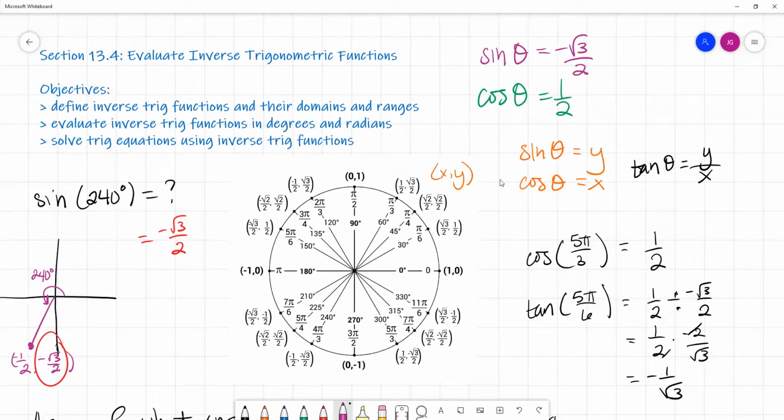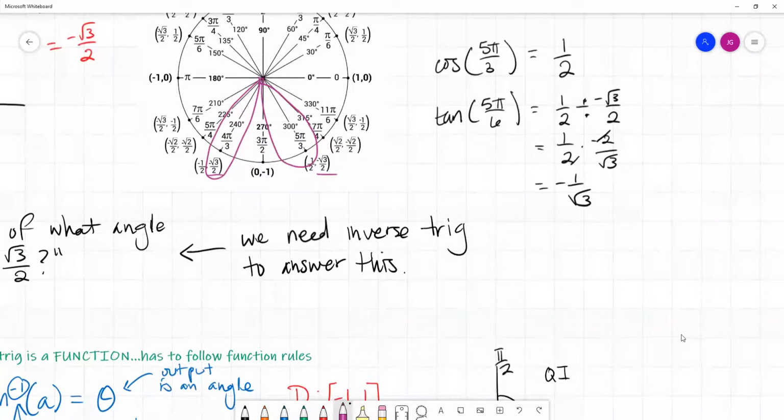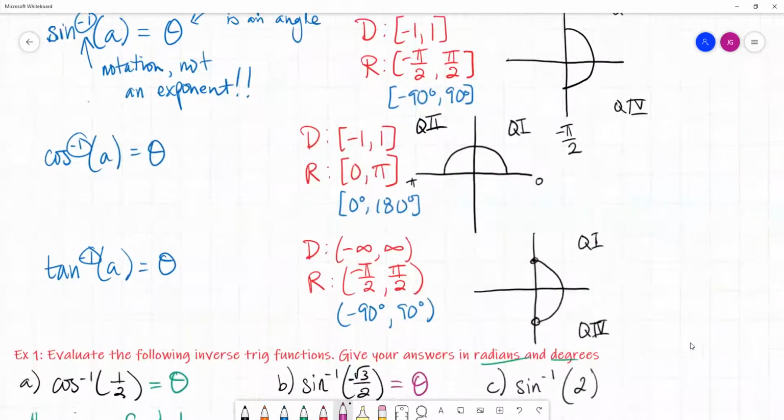So starting in quadrant 1, I wouldn't use either of these, right? Because these are both positive root 3 over 2. If I go down, here's the first one. So 4 pi over 3 or 240, and then here's another one. Okay, 5 pi over 3 or 300 degrees, because these both have y values of negative root 3 over 2. So I'm going to write my two options down, 4 pi over 3, 5 pi over 3.